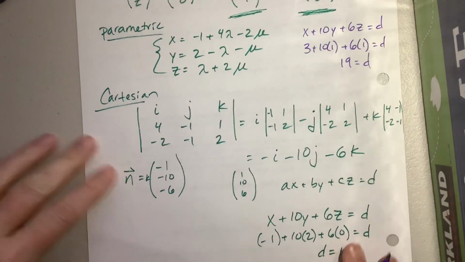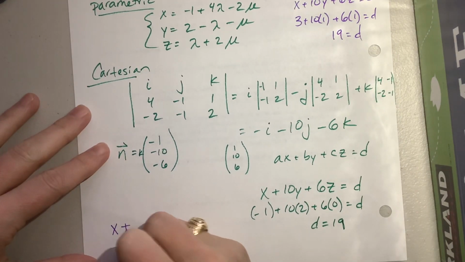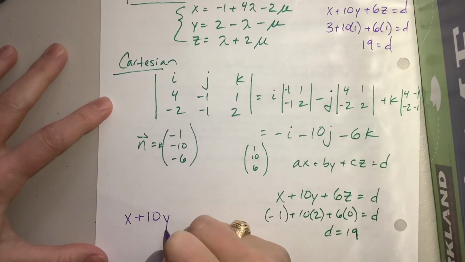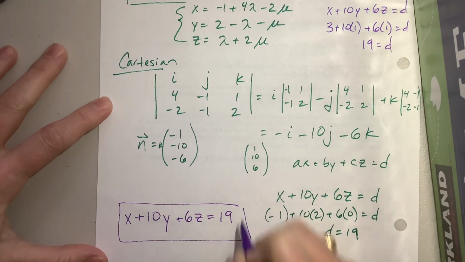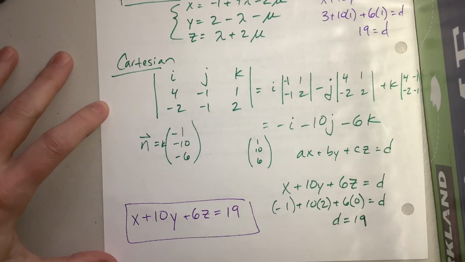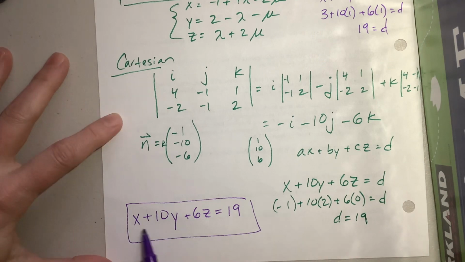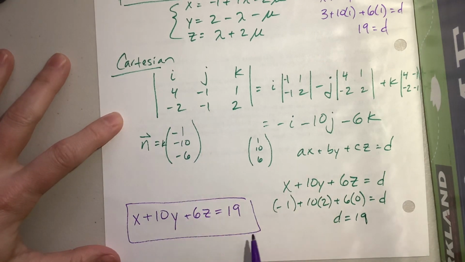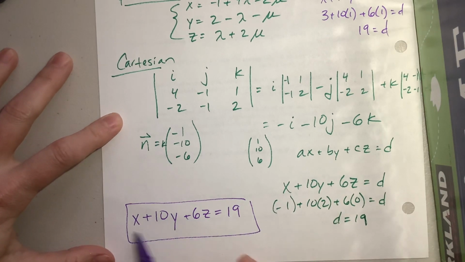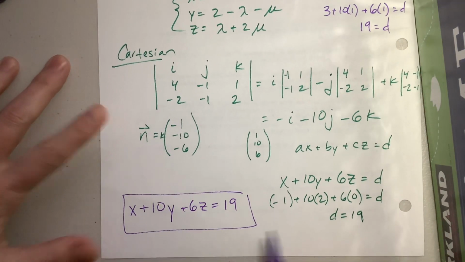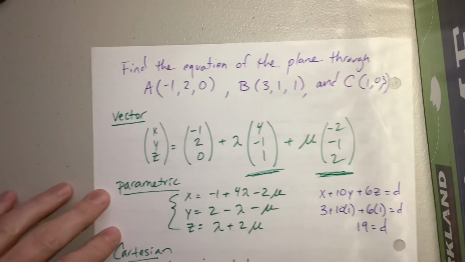Okay, so the Cartesian form of this plane, the final answer is x plus, can you see what I'm doing? 10y plus 6z is equal to 19. And that is the Cartesian form of the equation of the plane. You'll notice I could multiply through by 2. I could multiply through by negative 1 or whatever I want to do. But if it's reduced as possible, there's really one best answer for the Cartesian form. The vector form, not so much.